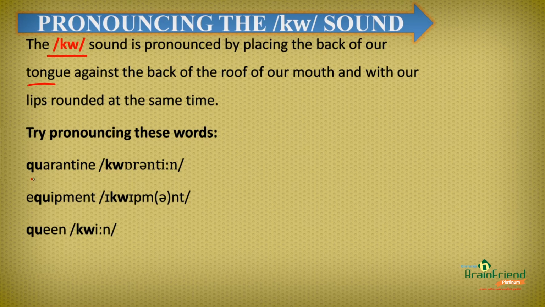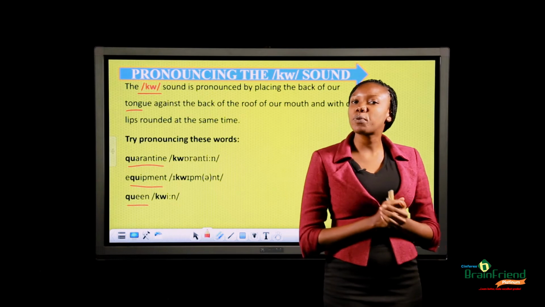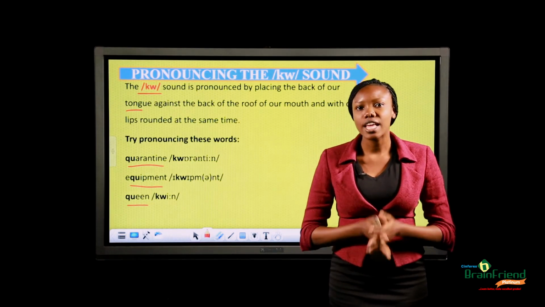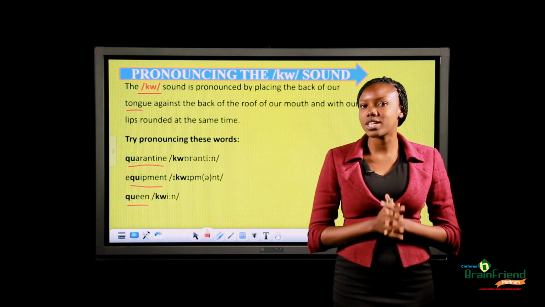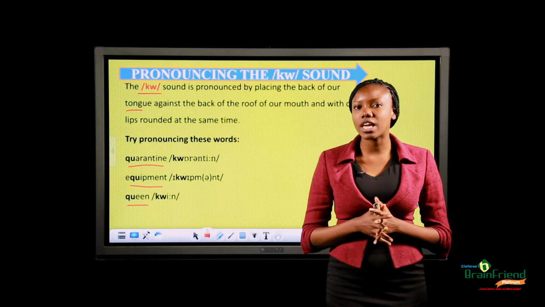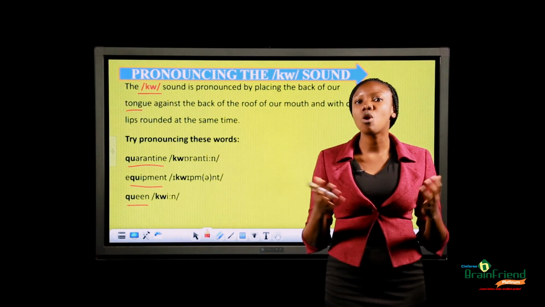First, we have quarantine. Next, we have equipment. And lastly, we have queen. Did you notice the position of your tongue and the shape of your lips while pronouncing? Now, try pronouncing those words again. Let's take a look at more things that we can learn about the kw sound.